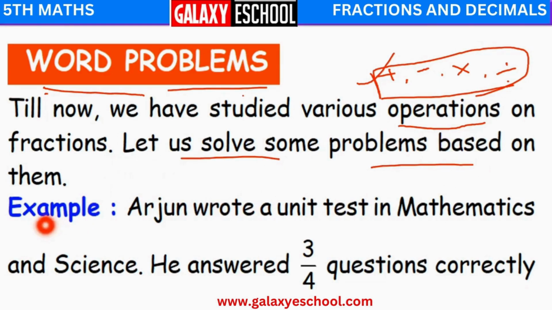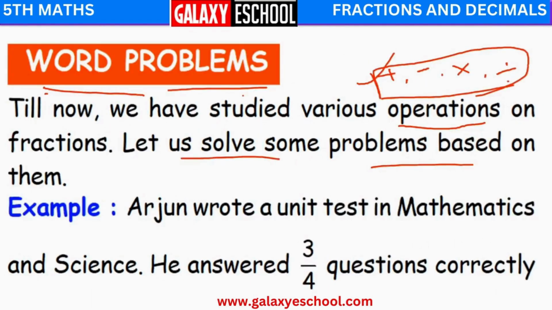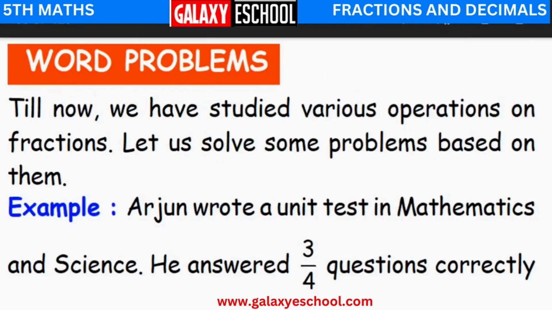Coming to our first example, Arjun wrote a unit test in mathematics and science. He answered 3 by 4 questions correctly in mathematics and 2 by 3 questions correctly in science. In which subject will his score be more? What are they saying here in word problems?